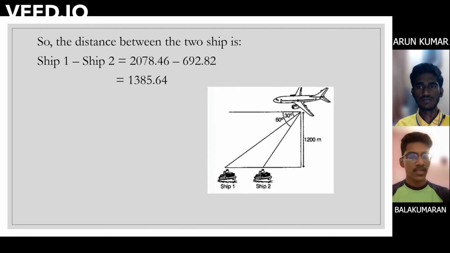So to find the distance between the two ships, we subtract the distance of ship 2 from the distance of ship 1, and you will get 1385.64 meters.